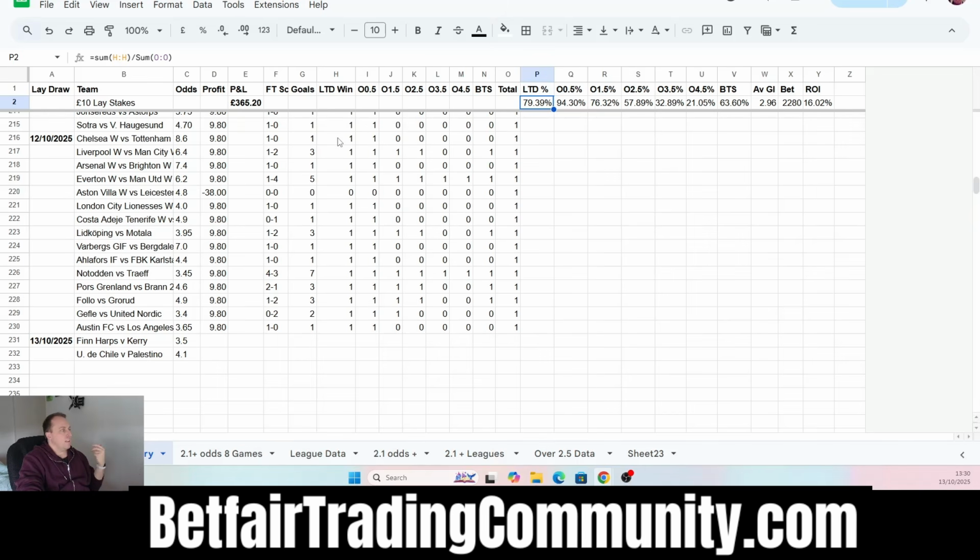Okay, now if we look specifically at some of the other stuff, the one that stands out to me here is the over 0.5 percentage. This is nearly 95%, 94.3%. Now, what this is telling us is that 94% of the time, there's going to be a goal in one of these matches. And what's going to happen if there's a goal is a lot of the time you're going to be able to take a profit.